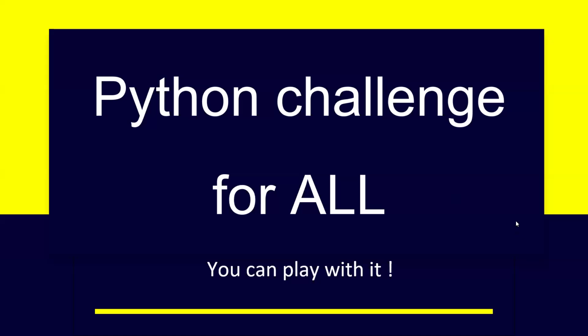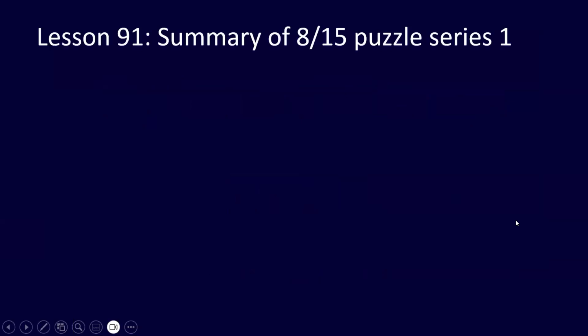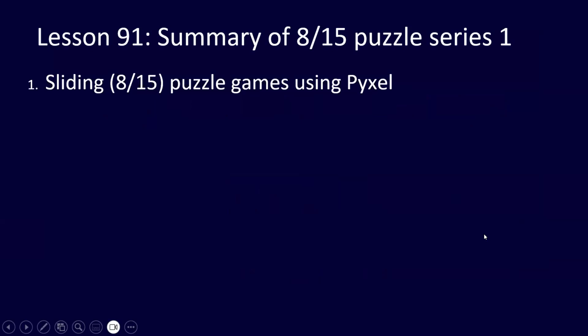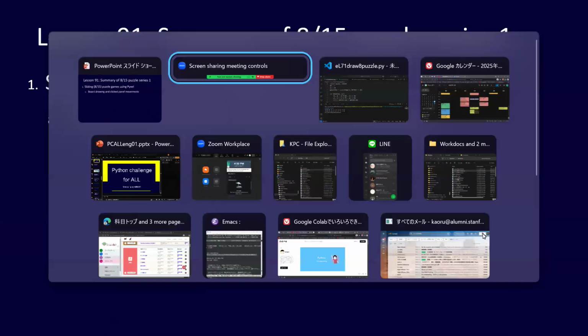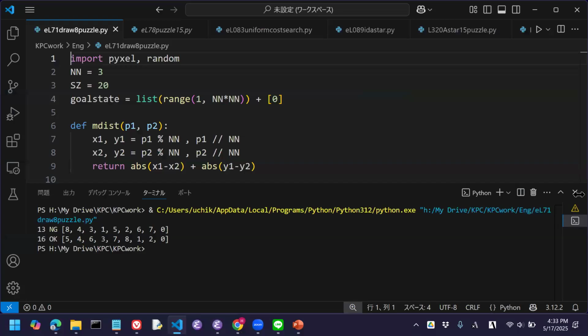Now we have completed the journey about sliding puzzles. Let us just briefly summarize what we learned. So we first started to make the 8 puzzles, which we can play with our mouse or fingers, right? It was kind of easy. Let's quickly look at the code.